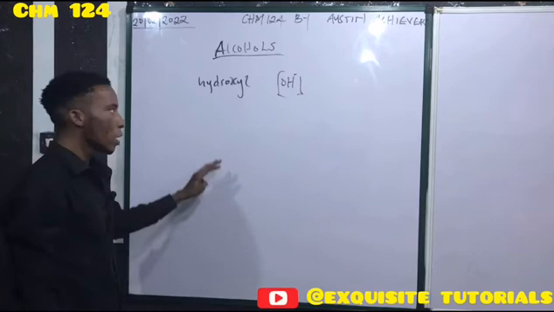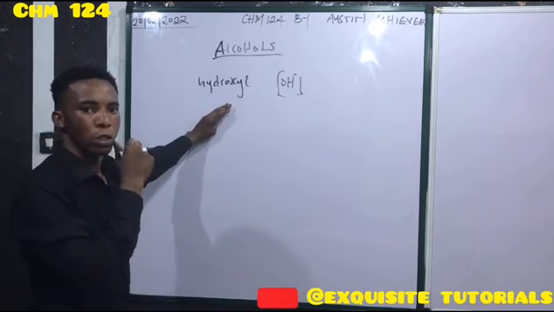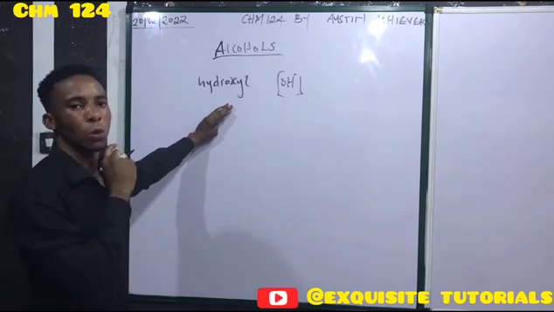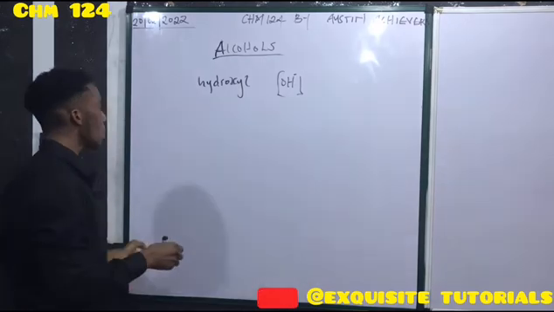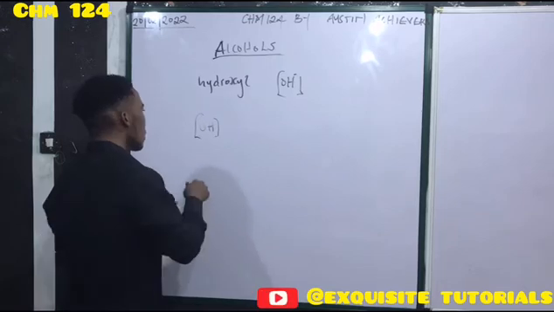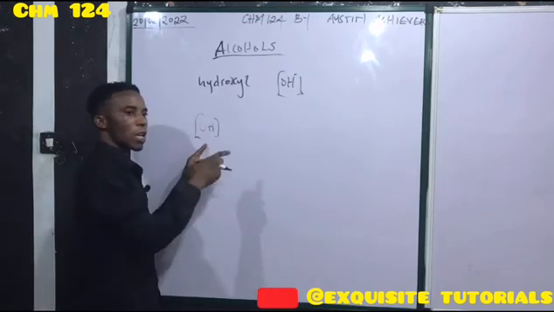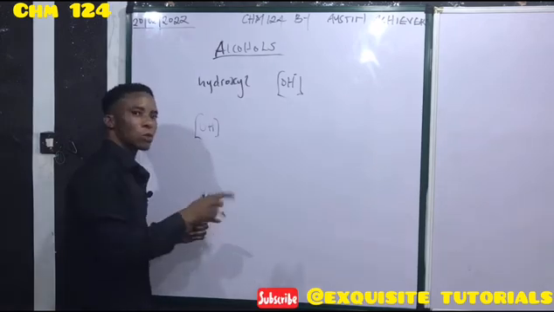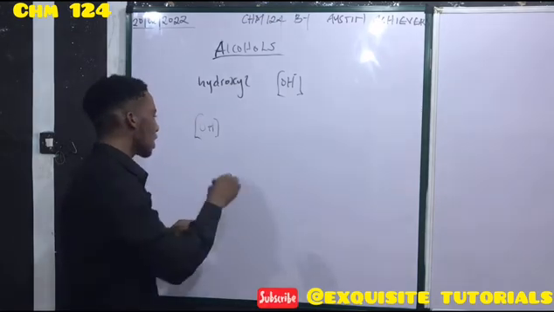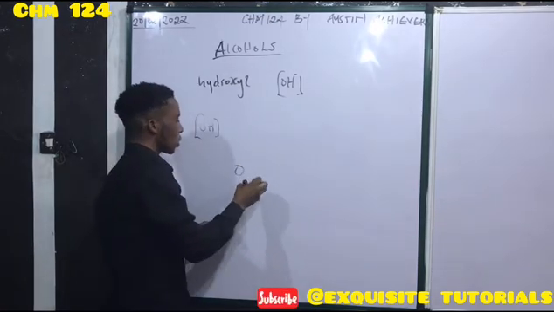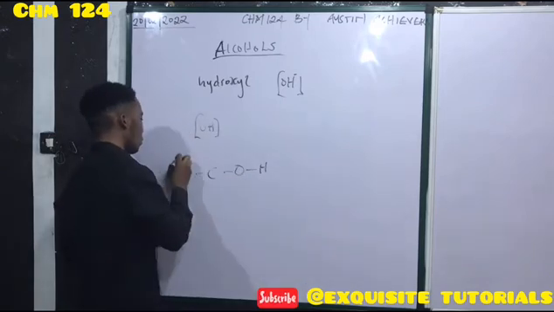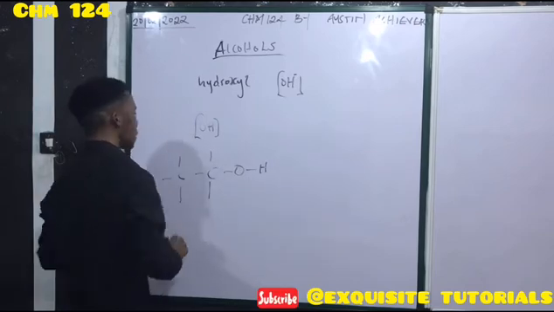Now, the way in which this OH is attached to an organic compound determines the type of organic compound that is being formed. For example, take a look at this. The manner in which this oxygen shares its electrons with hydrogen or carbon determines the type of organic compound that is being formed. If oxygen shares its electrons with both carbon and hydrogen, for example, what is the name of this? This is ethanol.